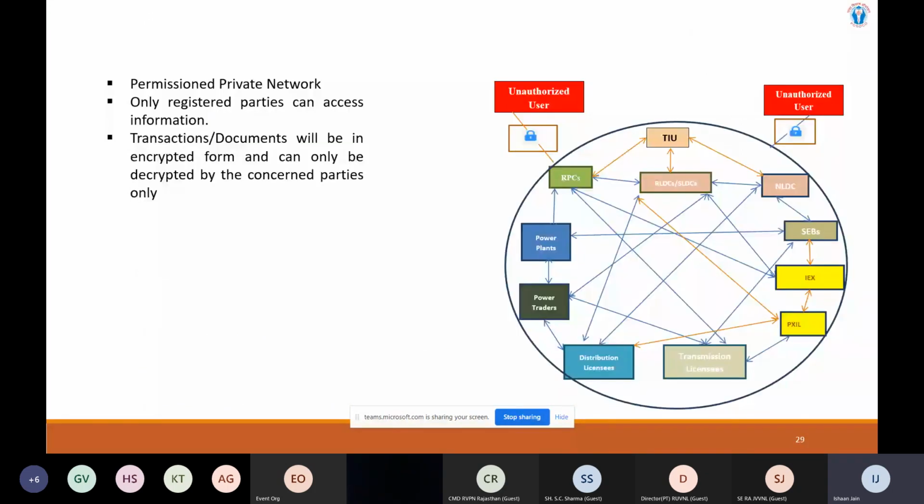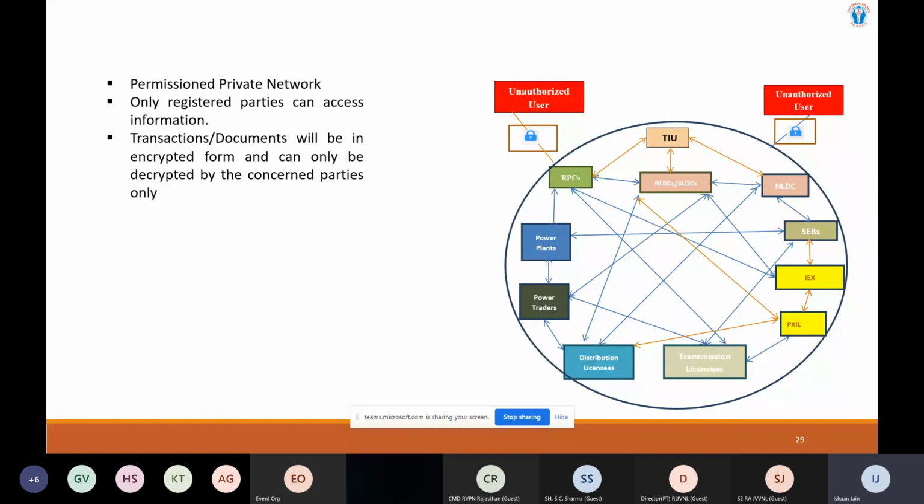You can easily understand how this blockchain will work. These are some names you can easily identify: RPCs, RLDCs, SLDCs, NLDC, SEB, power plants, power traders, distribution licensees, transmission licensees. All are put on a particular network or blockchain platform, and all are acting as a node. So this is, I think, easily understandable to our power sector.